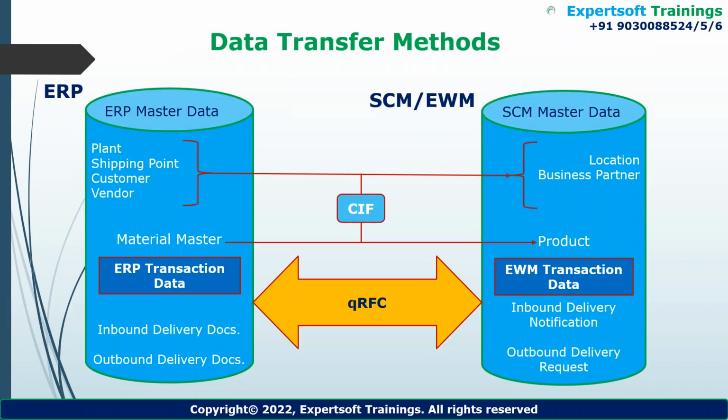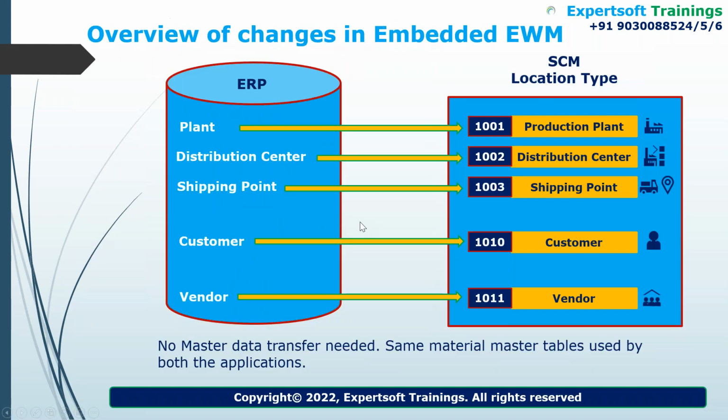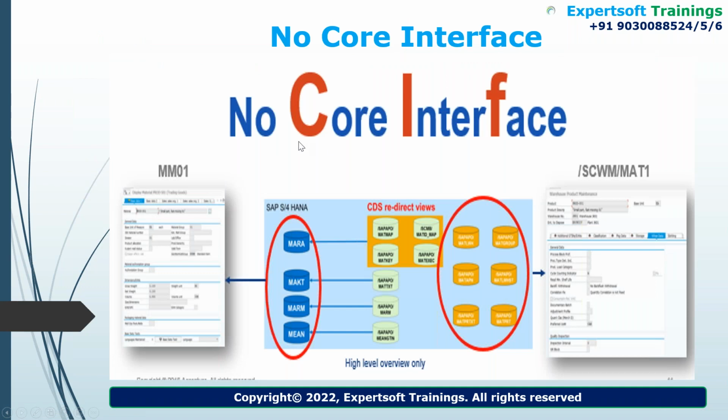Okay, so SIF is not required for material master, and for vendor and customer too. In S4 HANA you are not creating any customer master or vendor master; you are directly creating a business partner. Again, the source tables are the same, so there is no need to shift the customer master or vendor master here, because you are not creating any in S4 HANA. You are simply creating a business partner, which will be the same for your embedded version. So there is no need for SIF in your embedded version. There is no core interface functionality in the embedded version.